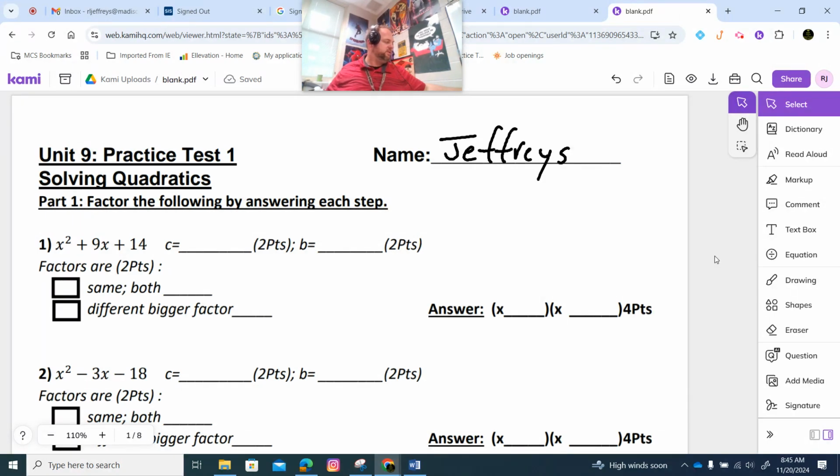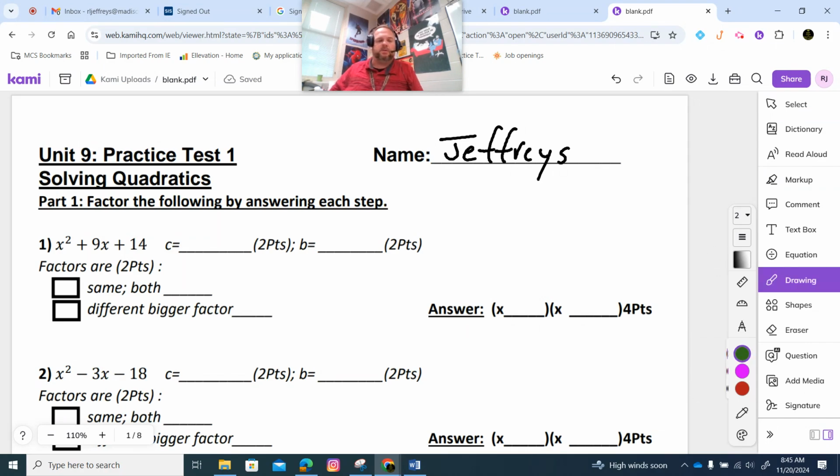If you see me wearing the same shirt for practice test number 2, it's because I did it in the same class. That doesn't mean I wore the same thing the next day.